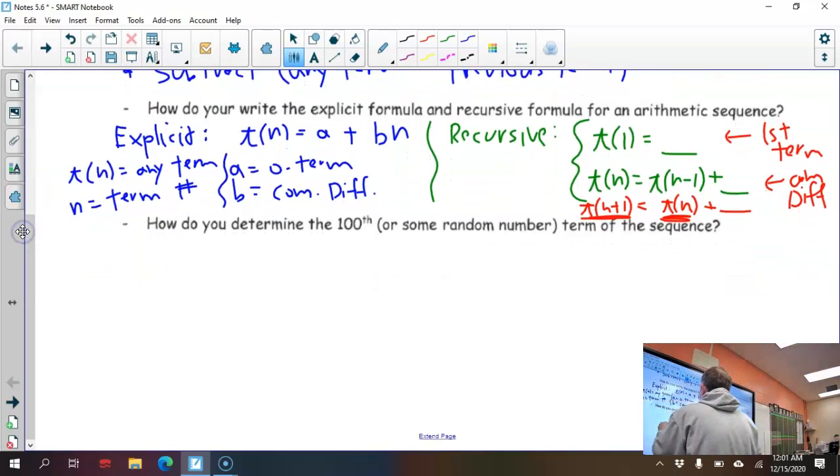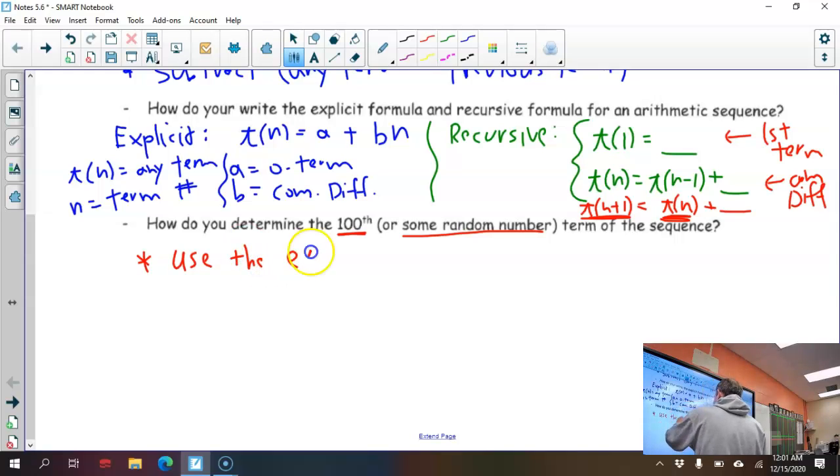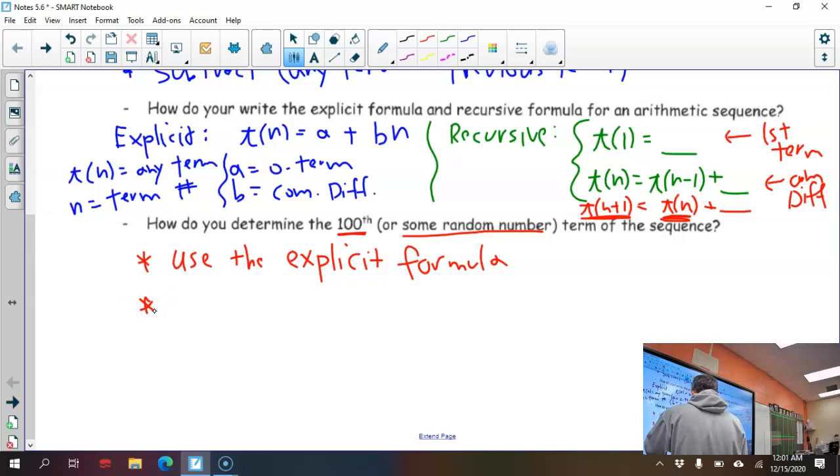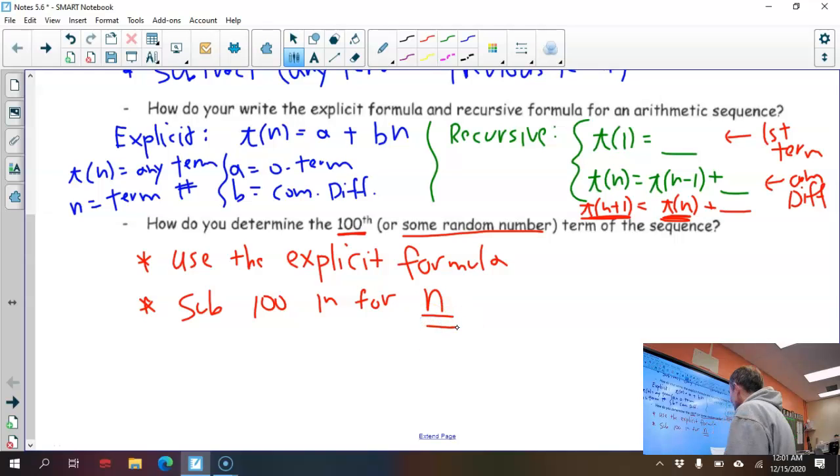All right, next up, how do you determine the 100th, I made up 100th, or some random number term of the sequence? And all you do, of course, is use the explicit formula or equation and sub 100 in for n, the term number.